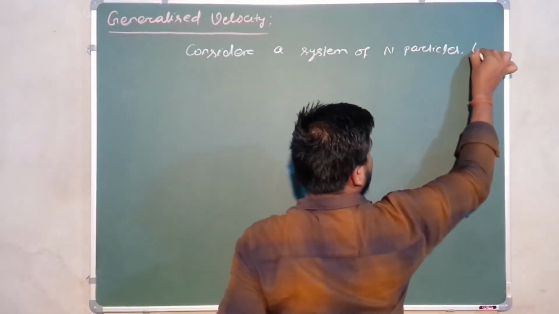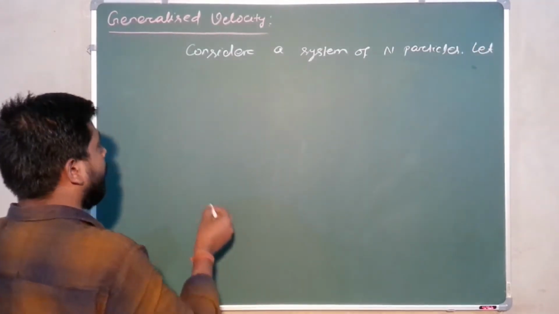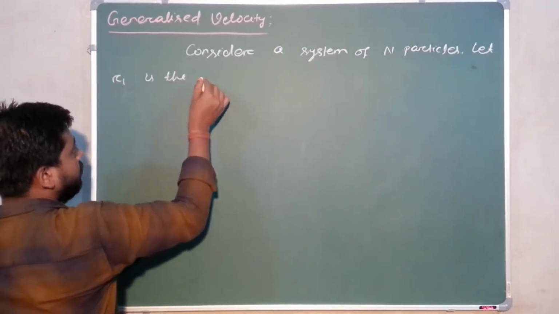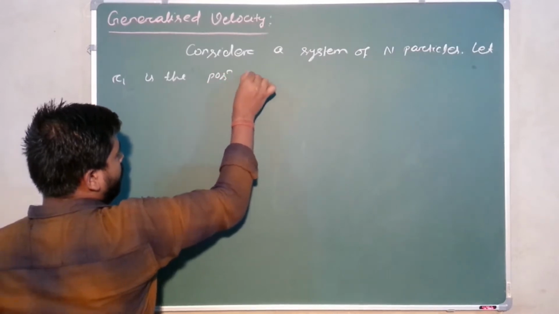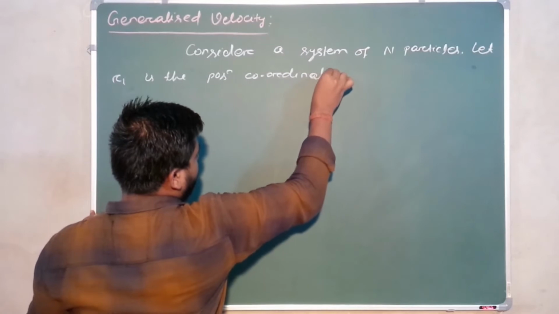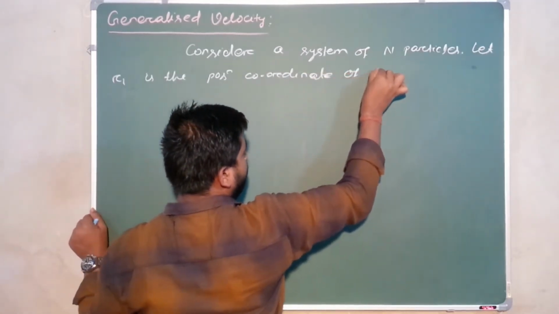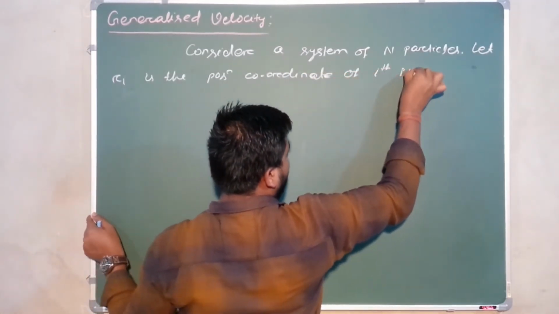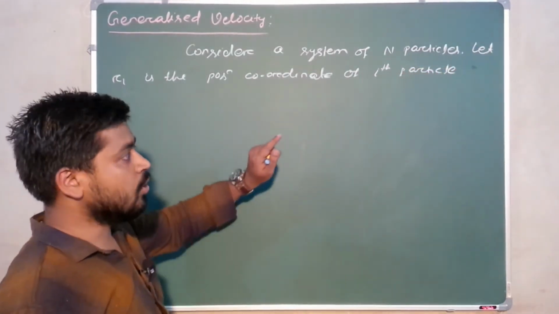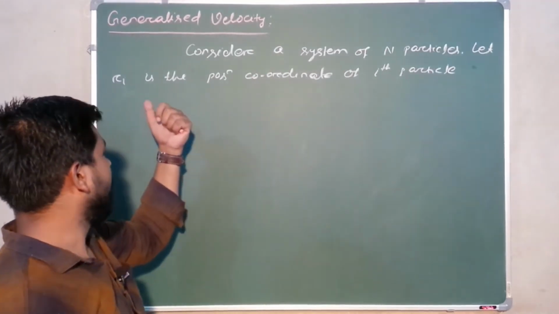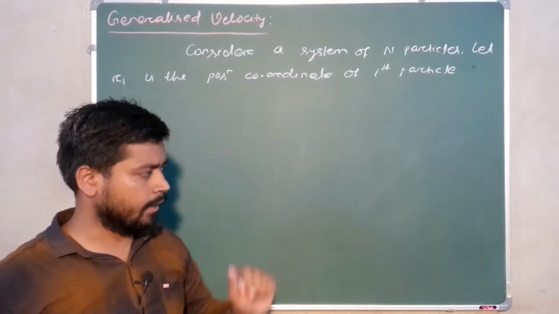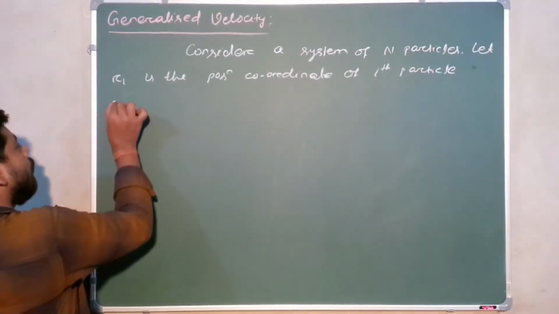Let Ri be the position coordinate of the ith particle. That is, the position coordinate of the first particle is R1, the position coordinate of the second particle is R2, the position coordinate of the third particle is R3, and so on. In generalized coordinates, what do we have?